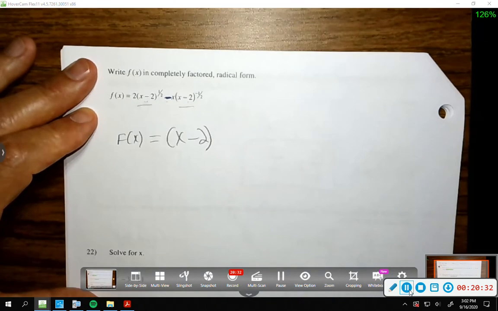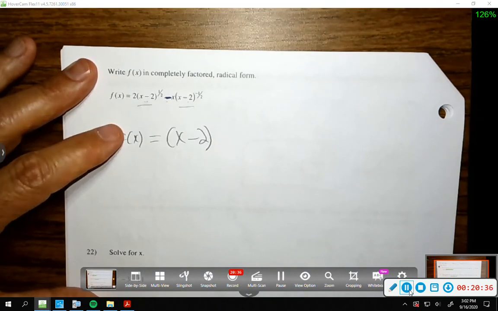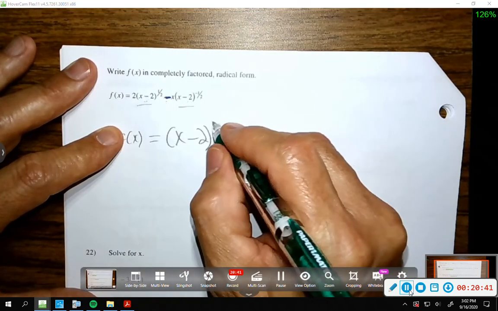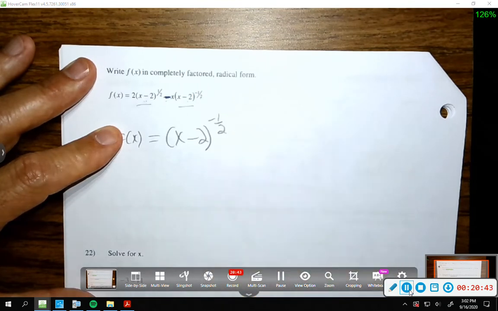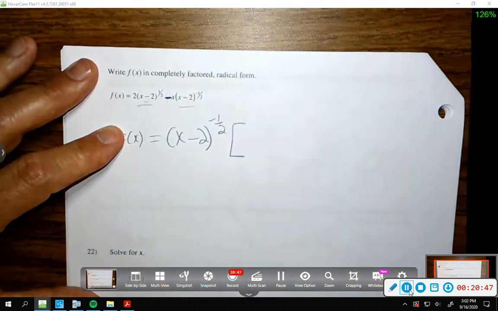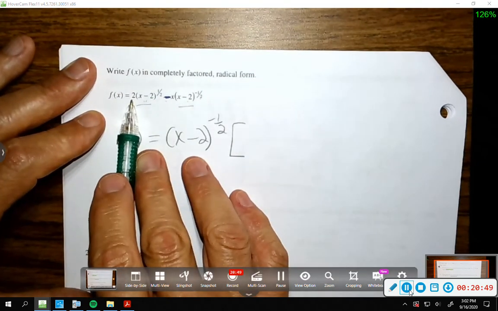How many can I pull out front? It's always the smaller of the two exponents. Negative 1/2 is smaller than 1/2. So that comes out front. If I do that, what is going to be left? Well, I have a 2 left here.